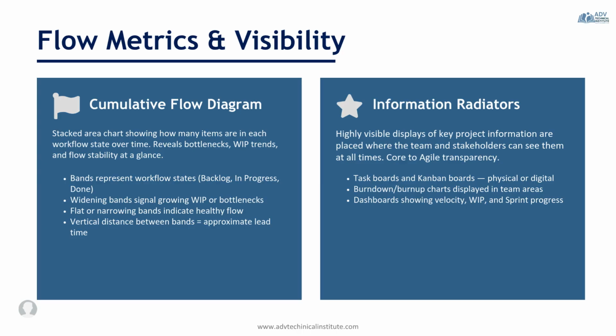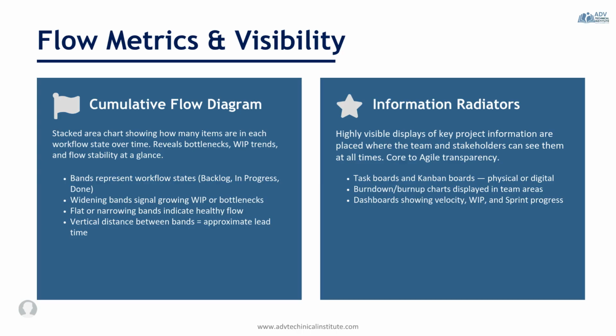The second concept is information radiators. These are highly visible displays of project information that allow anyone to quickly understand the current status of the work. Information radiators support Agile's core value of transparency. Common examples include the Kanban board, task boards, burn up charts, and a dashboard displaying metrics such as velocity, work in progress, and sprint progress.